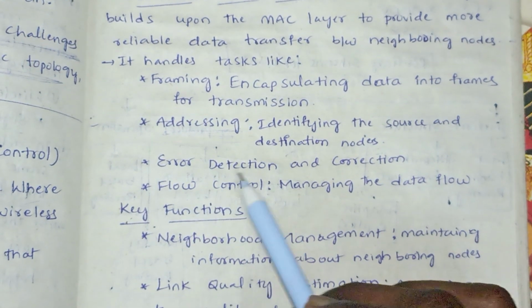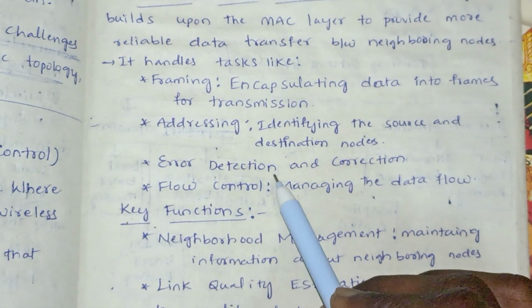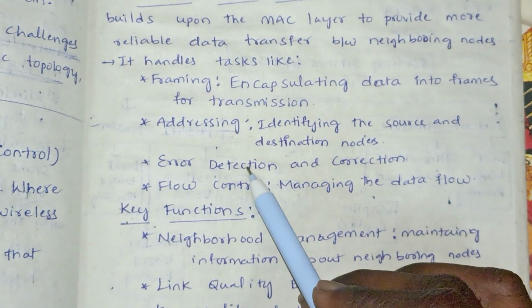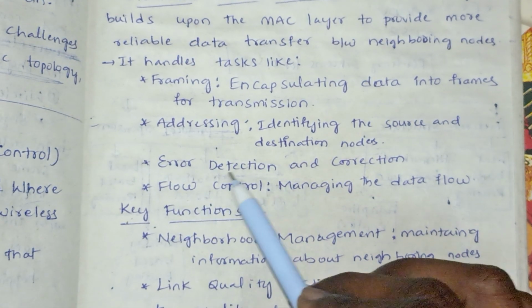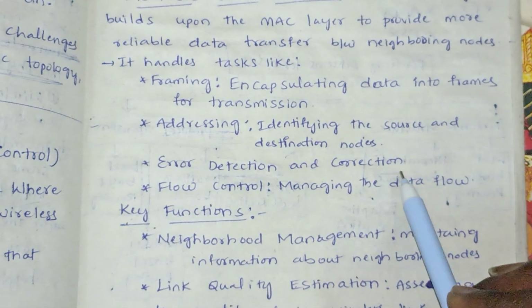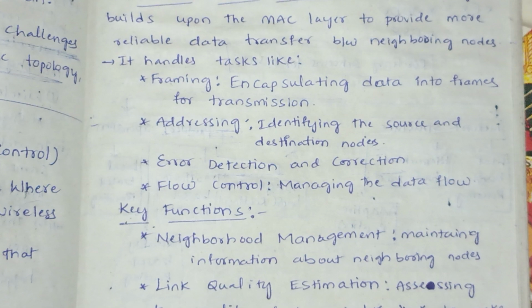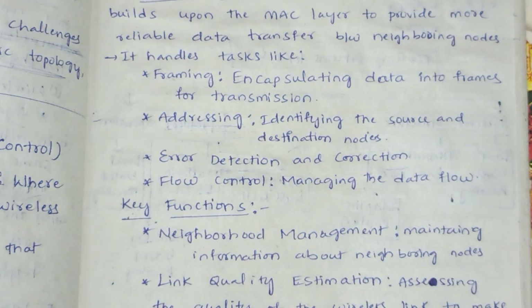Next, error detection and correction. What is error detection and correction? Is there any error while transferring the data? Then we have to detect that error and correct it, so that it is easy for the receiver to understand.